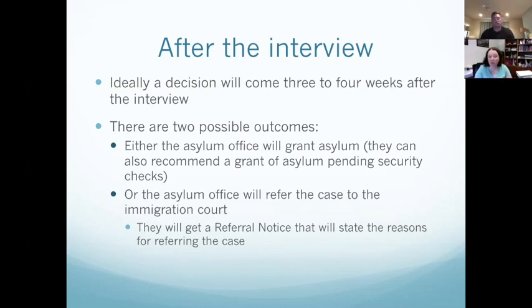There are some people who do get denied asylum, and those are people who are in status when they apply. So, like, for someone on a student visa, they are on a student visa when they apply. They're still on their student visa when their case is denied. They'll just get a denial and they'll just go back to being a student. They don't get sent to immigration court. Next slide.